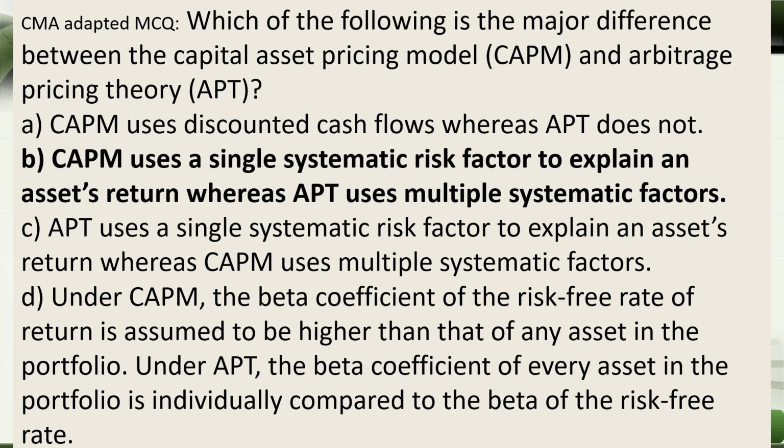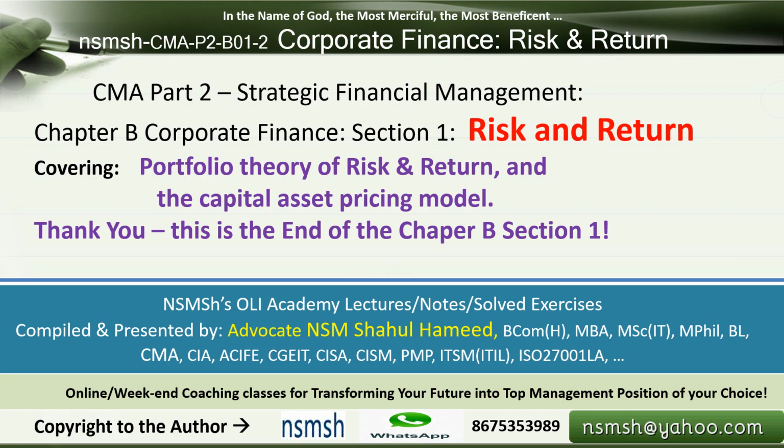So the correct answer is option B, because CAPM uses a single systematic risk factor to explain an asset's return, whereas APT uses multiple systematic factors. That's the only major difference between these two.